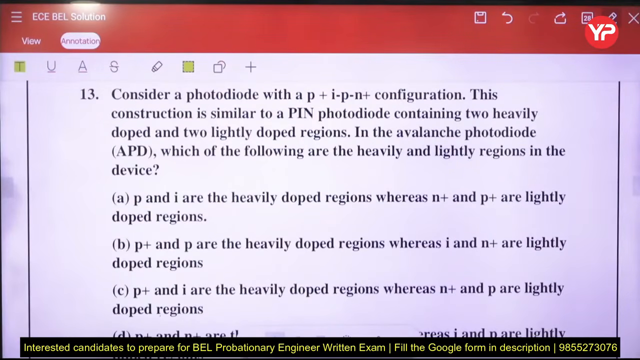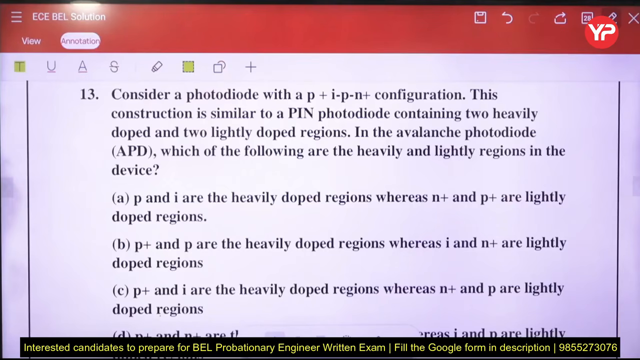Consider a photodiode with a P+ I P N+ configuration. This construction is similar to a PIN diode, right? It contains two heavily doped regions, P+ and N+, and two lightly doped regions. The lightly doped regions are the intrinsic and P regions. This is the avalanche photodiode, APD, right? Which of the following are the heavily and lightly doped regions in the device?